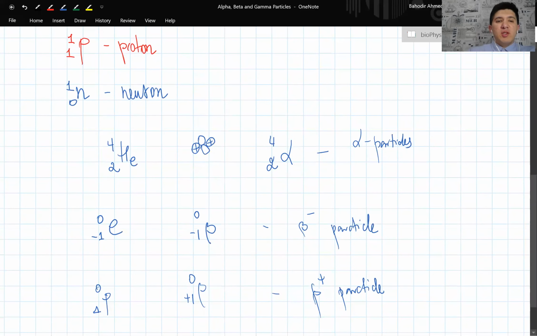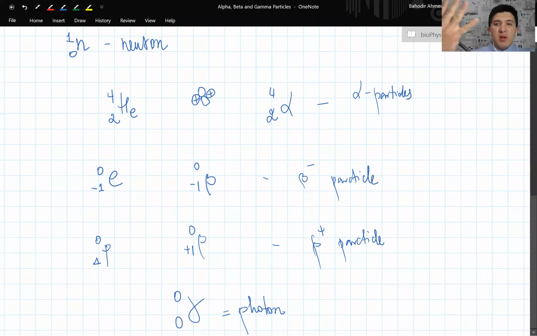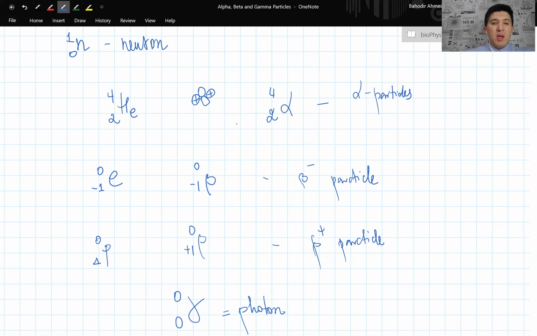So now we are going to differentiate four different types of particles. Basically, the alpha particles, which are going to have two protons and two neutrons. The beta particles, basically the electrons or positrons. And the gamma particles, which are going to be the gamma photons without mass and without protons.